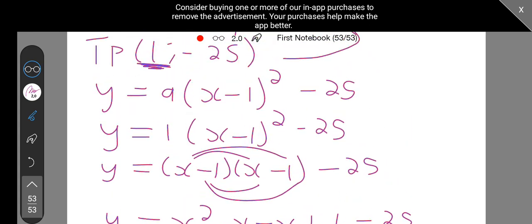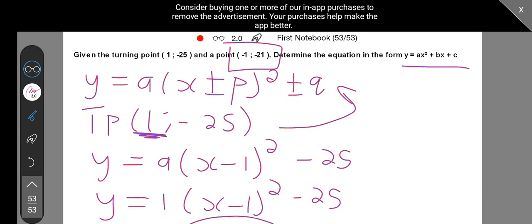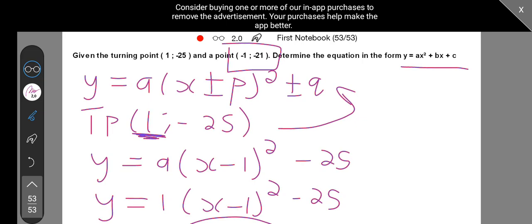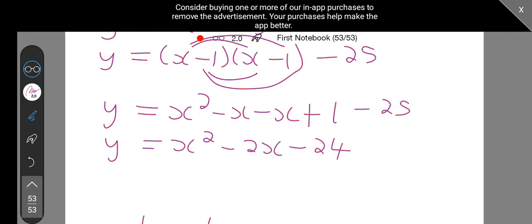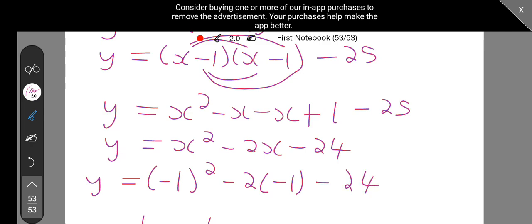Let's use the other point which was given to test if this is correct. Let's plug in minus 1 to see if we get minus 21. If x is minus 1, the y value must be minus 21. Y is equal to minus 1 squared minus 2 times minus 1 minus 24. We must get minus 21. If we get minus 21, it means we have done everything correctly and we didn't make any mistake. Let's punch that on the calculator, and see, it gives us the correct answer. The answer is minus 21.